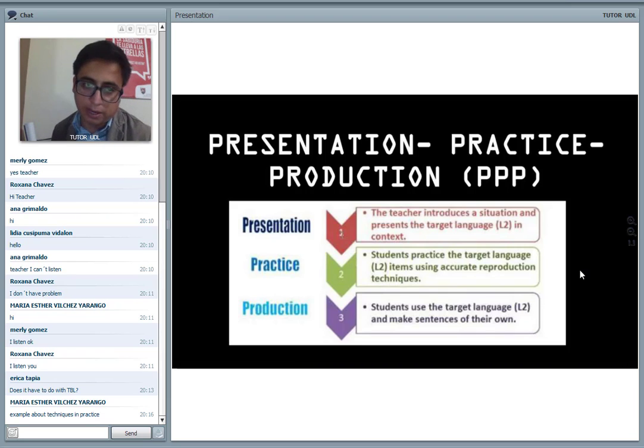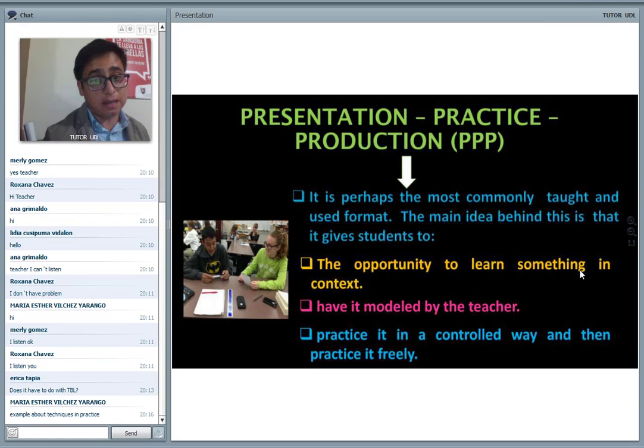About techniques, depending on the activity that you want to use. I'm going to give you an example later about using techniques in this kind of approach. Let's go to the next slide.